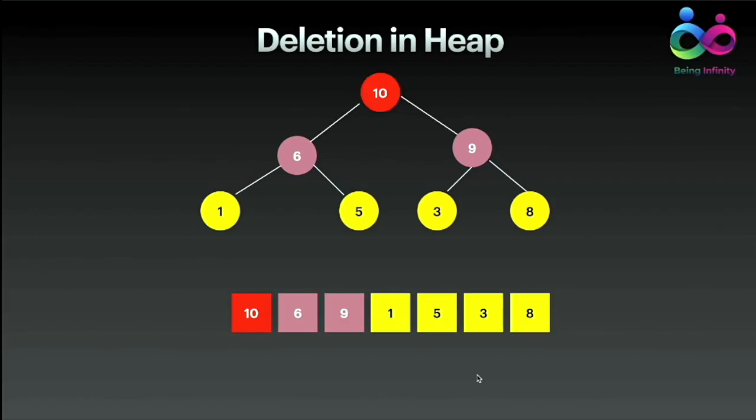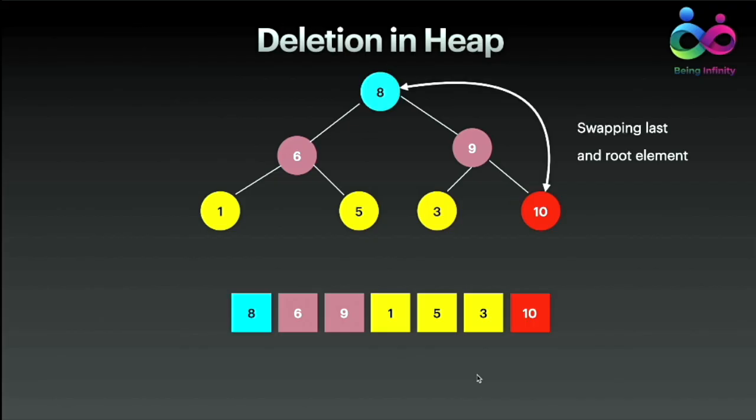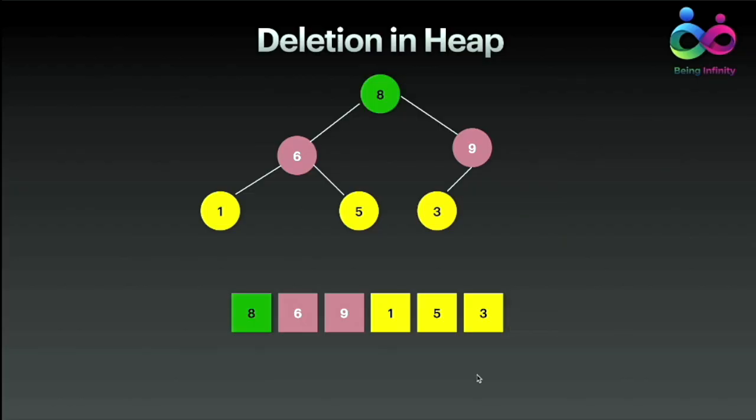Coming to deletion in a heap, on deletion, we will be deleting the top priority element. So first of all, we will be swapping the last position element and the top priority element. After that, we will be removing the top priority element. After that, we will be performing top to bottom heapification. In that, we will be checking the current node value with the child node value. If the child node value is greater than the current node value, we will be swapping their positions, and we will be performing this till we get a valid heap.